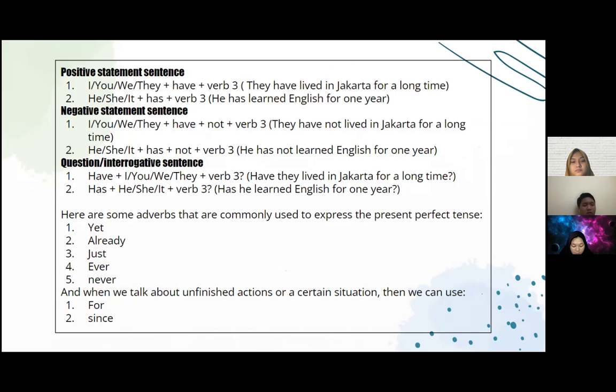Here are some adverbs that are commonly used to express the present perfect tense. Number one: yet, already, just, ever, never. And when we talk about an unfinished action or a certain situation, then we can use for and since. Next.